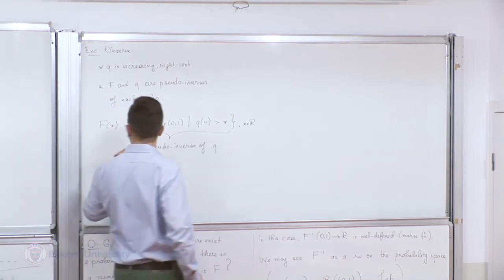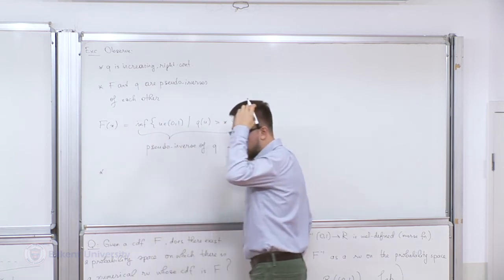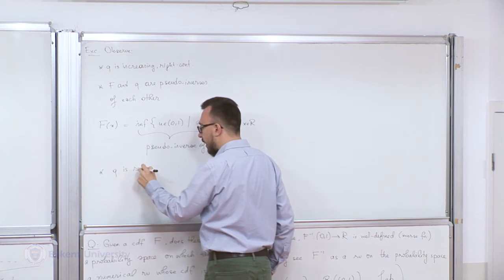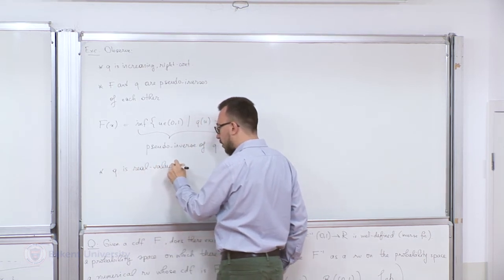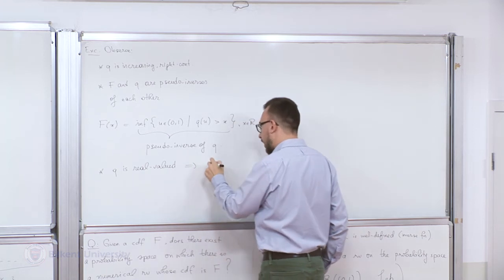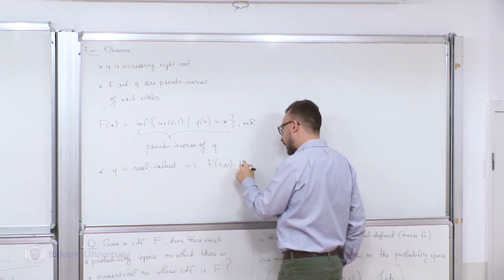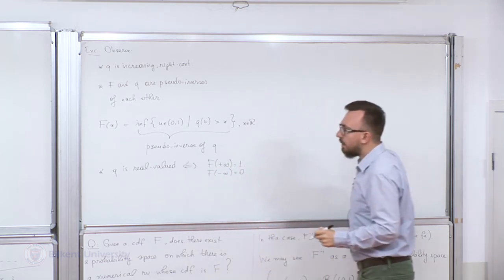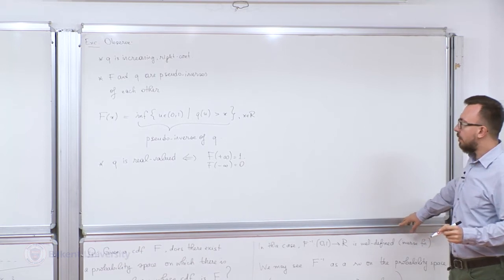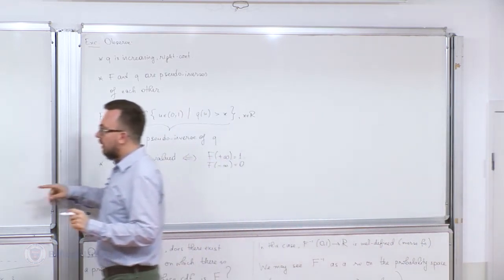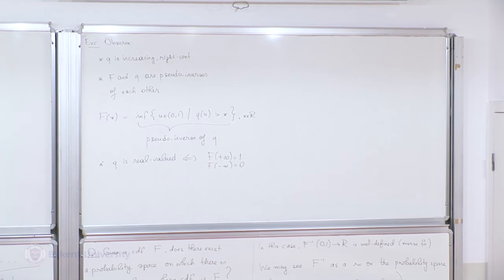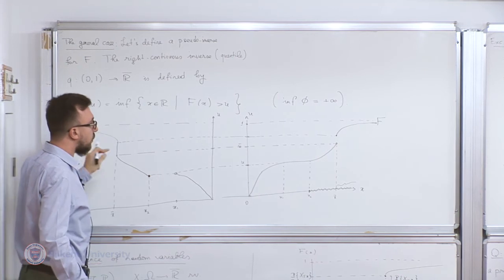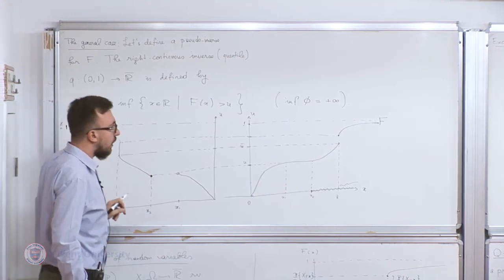And some more observations. So if Q is real valued, then this means that F at plus infinity is 1, and F at minus infinity is 0. And I think it's if and only if. So the values plus and minus infinity can only appear at the endpoints of the interval [0, 1], the closed interval.